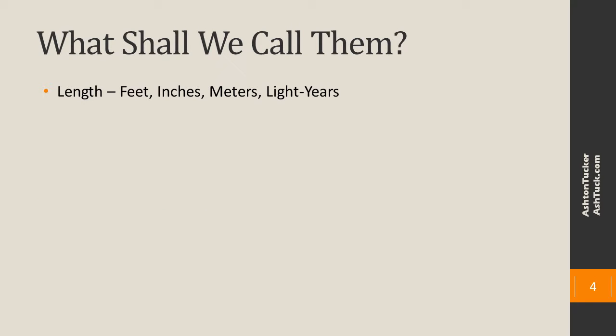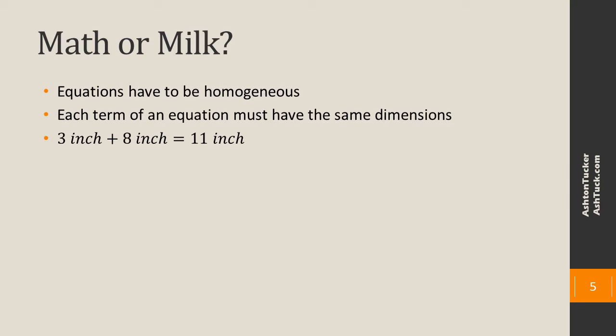Units are the names that we've chosen to call the primary dimensions, and standards have been established so that we can all know what we're talking about. For example, the primary dimension of length can have the units of feet, or inches, or meters, or so on. Any valid equation that relates physical quantities must be homogeneous. Each term of the equation must have the same dimensions.